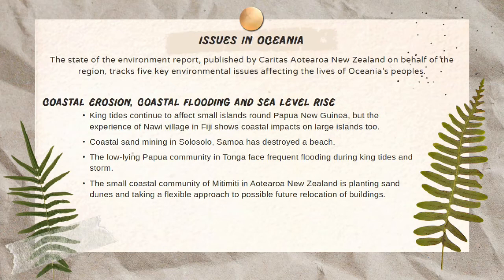King tides continue to affect small islands around Papua New Guinea, but the experience of Naui village in Fiji shows coastal impacts on large islands too. Coastal sand mining in Solo Solo, Samoa has destroyed a beach. The low-lying community in Tonga faces frequent flooding during the king tides and storms. The small coastal community of Mitimiti in Aotearoa, New Zealand, is planting sand dunes and taking a flexible approach to possible future relocation of buildings.